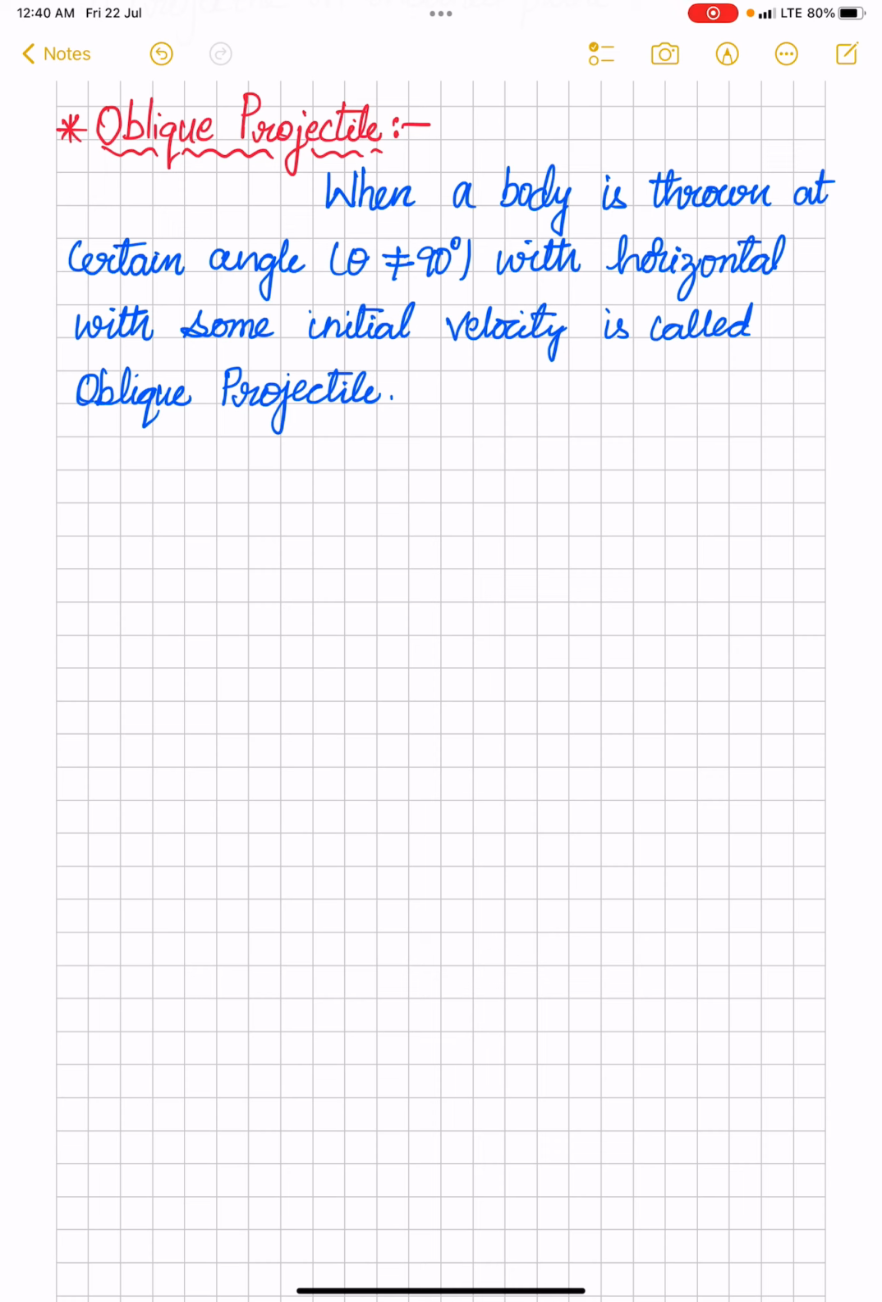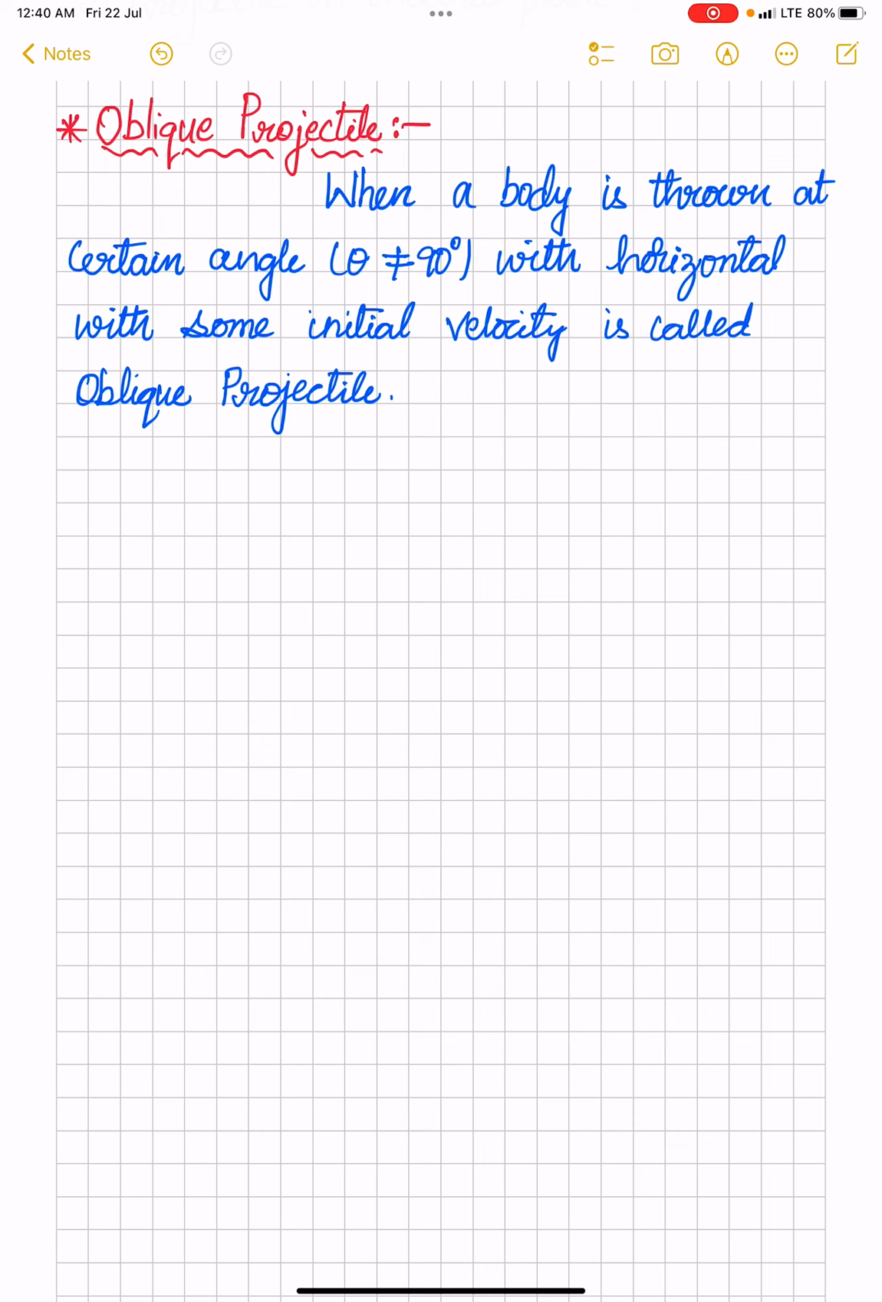So in this video we are learning about oblique projectile, and that is purely an introduction. Also, we will learn how the path of a projectile can be shown to be a parabola. How we can do that, we will see in this video now. So you can see the definition on the screen straight away.